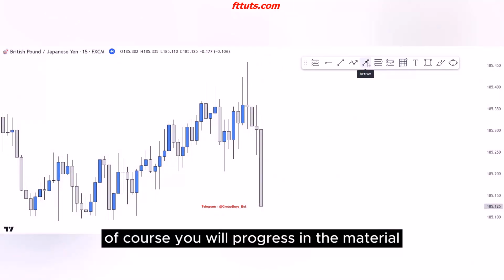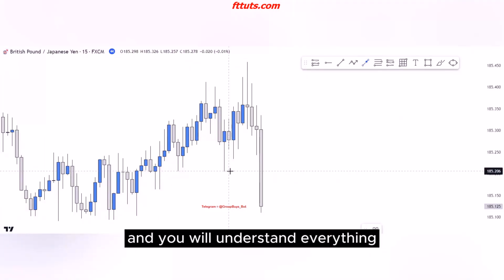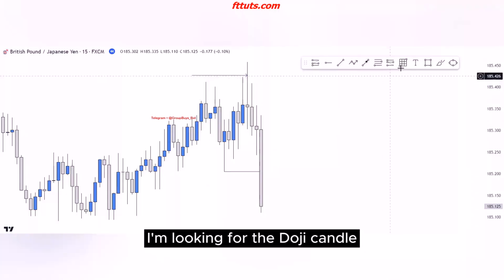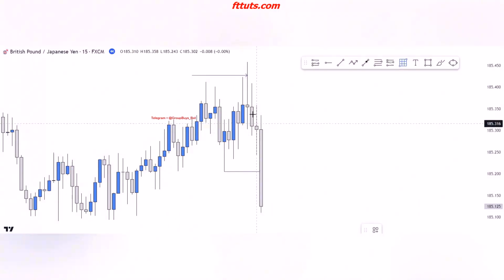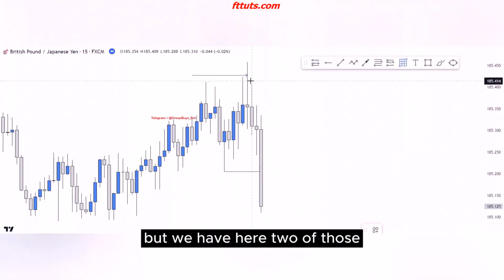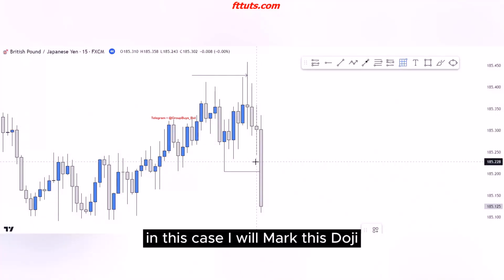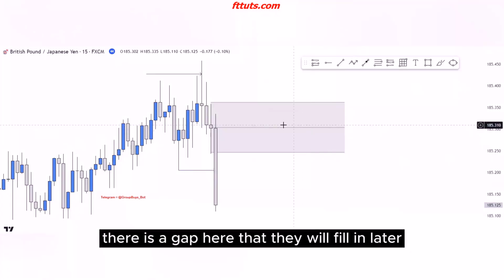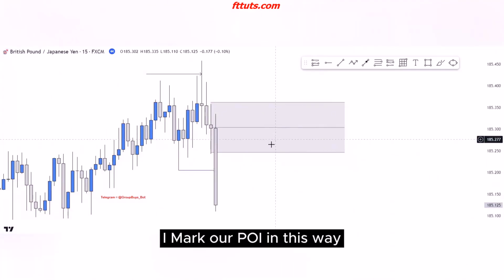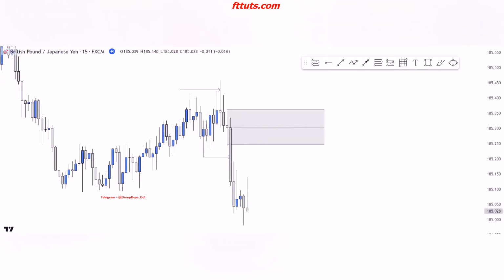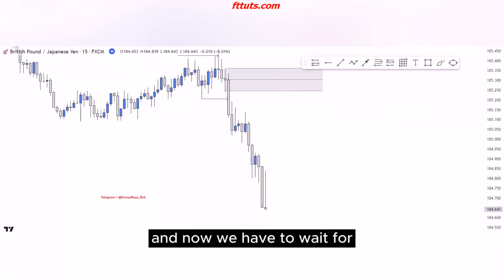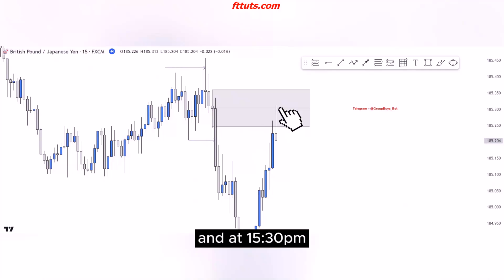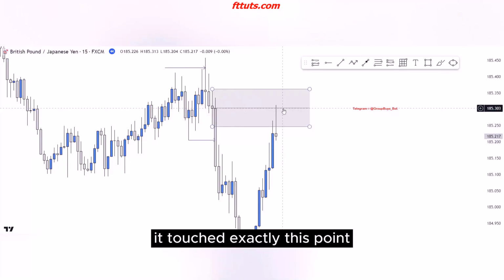Of course you will progress in the material and you will understand everything. But right now, as you know, I'm looking for the doji candle before the big down move. But we have here two of those. In this case, I will mark this doji. There is a gap here that they will fill in later. I mark our POI in this way. And now we have to wait for the chart to reach its halfway mark. And at 3:30 p.m. it touched exactly this point.